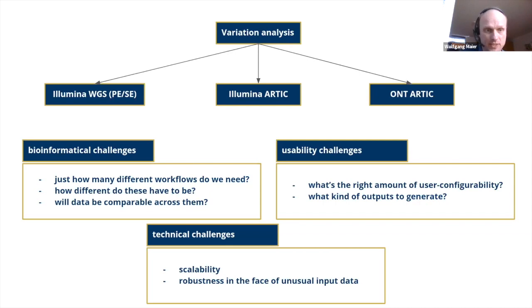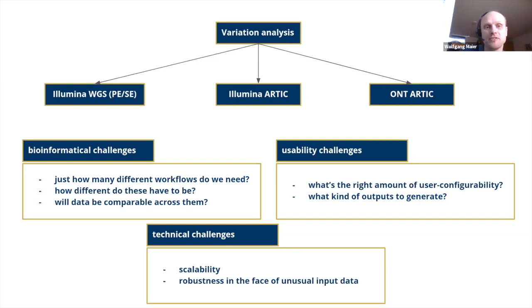And there are quite some challenges going on here. First of all, bioinformatical challenges. One is the question, just how many different workflows do we need to analyze all the data? How different do these have to be?